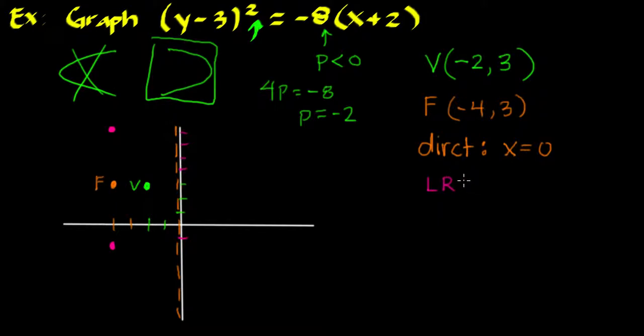So latus rectum, rather than identifying as LR1 and LR2, I'll just say latus rectum and then identify the points. So the points for my latus rectum are 4 above the focus. So going 4 spaces above the focus will give me negative 4, 7, and then 4 spaces below the focus, which will give me negative 4, negative 1.